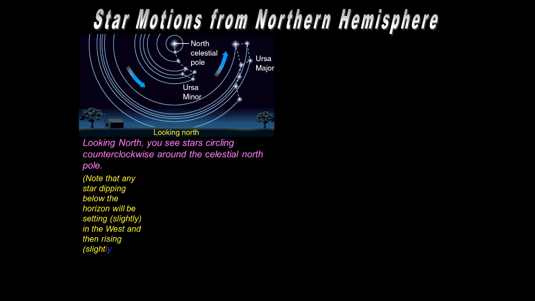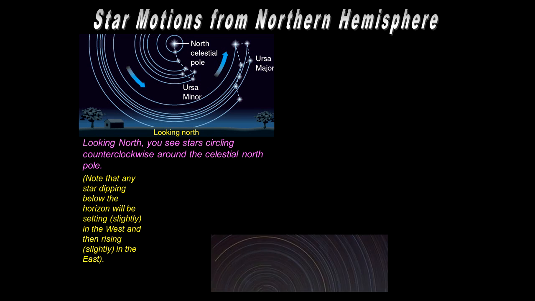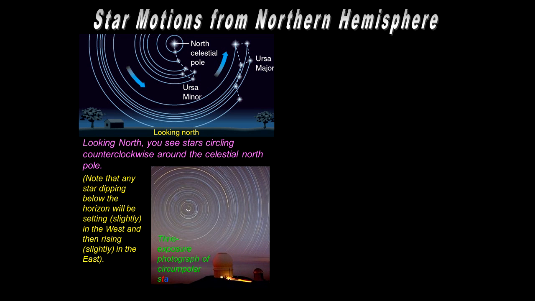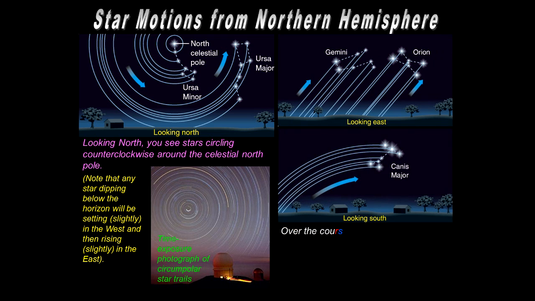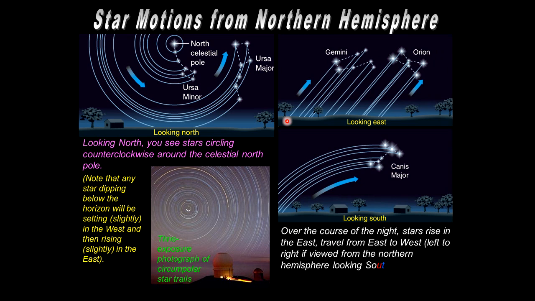That's the rule for any direction you look. Here are the trails of circumpolar stars with time-lapse photography again. As we look to the east, because of the latitude we're at, we see the stars coming off the eastern horizon at an angle. If I showed you the westward one, it would be setting in the west at this kind of angle. Okay. Looking south, the objects rise in the east, transit across the sky, and set in the west.